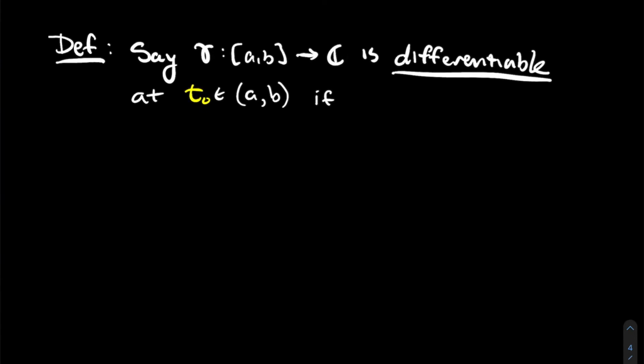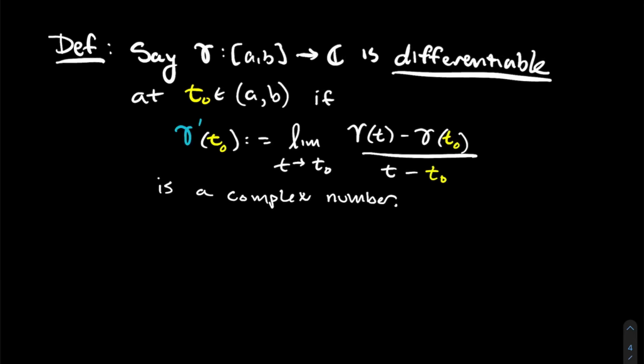We'll say that a function gamma from a to b into the complex numbers is differentiable at some number t0 that's strictly between a and b if the following number, gamma prime of t0, which is defined to be, remember, that's the colon notation with the equal sign, so it's defined to be the limit as t goes to t0 of some kind of a difference quotient, where I take the difference in the outputs above, gamma t minus gamma t0, divided by t minus t0.